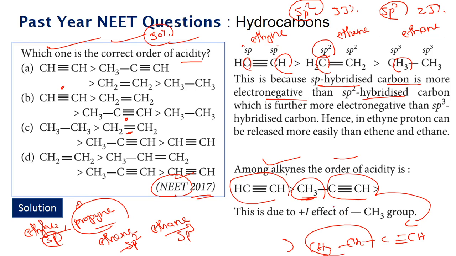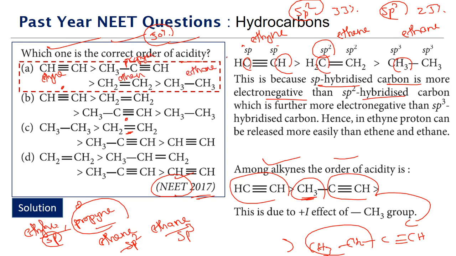So among the alkynes, which is the most acidic in nature? Ethyne. So what will be the order here? Generally alkynes are more acidic than alkenes or alkanes, but among the alkynes, as we attach plus I groups, the acidic nature decreases. So what is the correct answer for this? It will be option A. We can see ethyne will be the strongest, then comes propyne, then ethene and ethane.